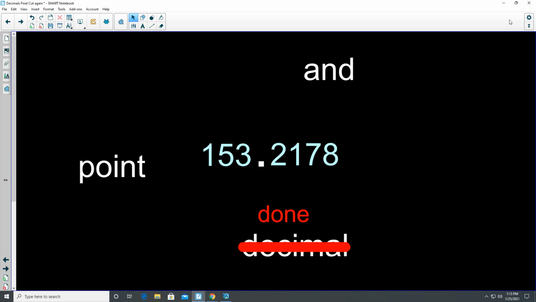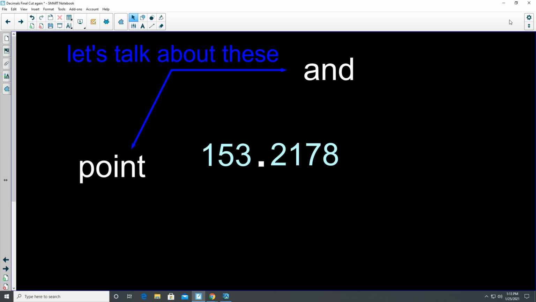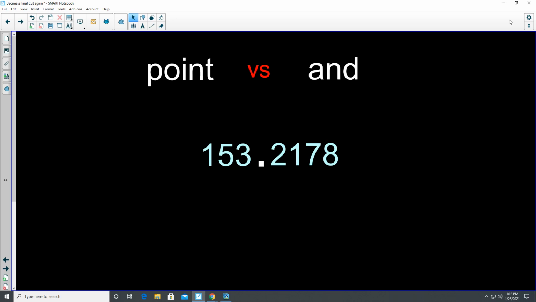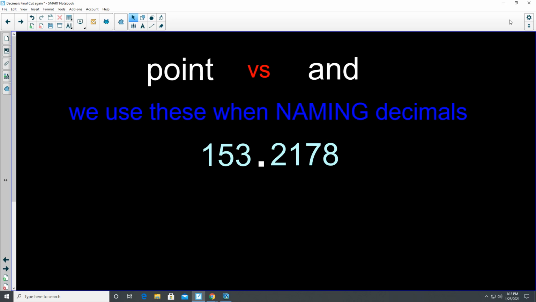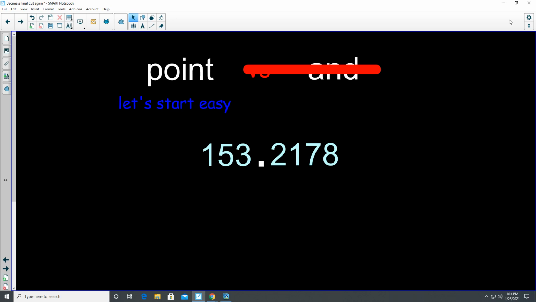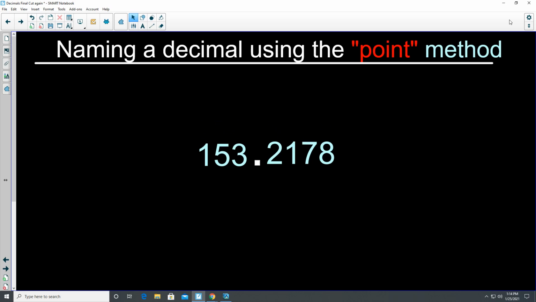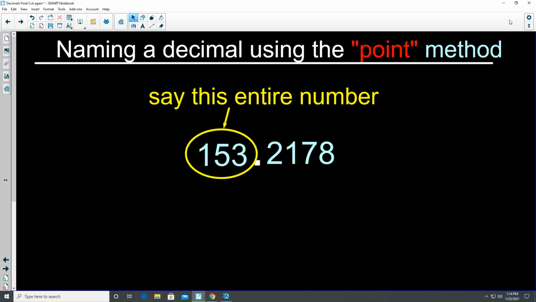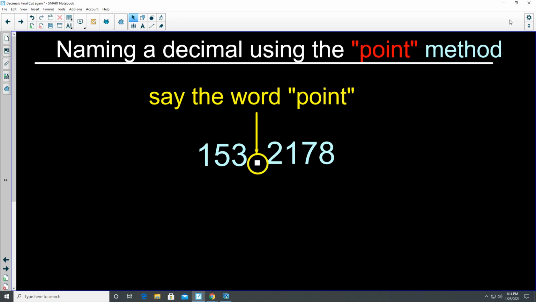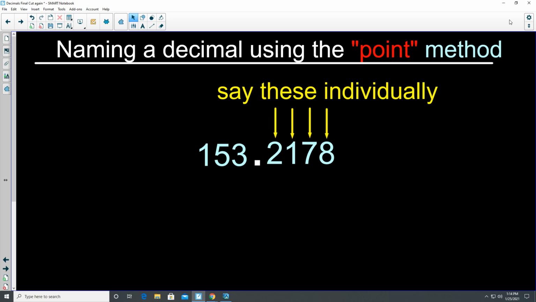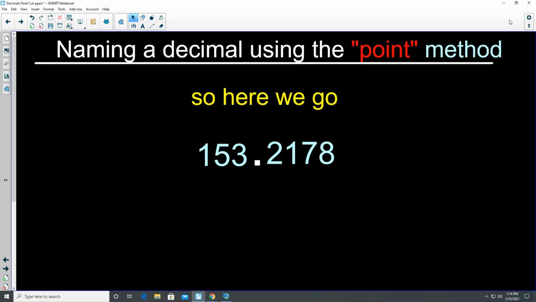So that's that. Let's talk about these now. Point versus and. We really only use these when we're naming the decimal. So let's go ahead and start naming it using the point method. Here's a decimal. Naming a decimal using the point method. Here are the steps. Say this entire number, then we're going to say point, then we're going to say these numbers individually.